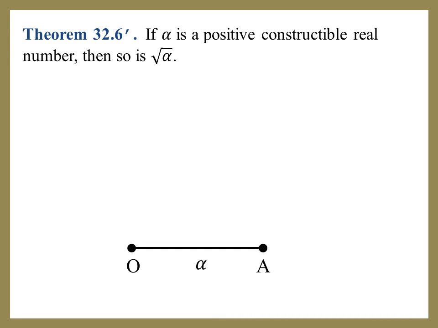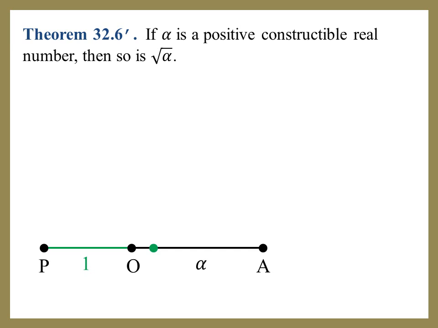Theorem 32.1 shows that all rational numbers are constructible. We now give a result which shows that more numbers are constructible than just rationals. If alpha is a positive constructible real number, then so is the square root of alpha. Let line segment OA have length alpha, where, for the sake of illustration, alpha is greater than 1. Extend segment OA by length 1 and introduce point P as shown.